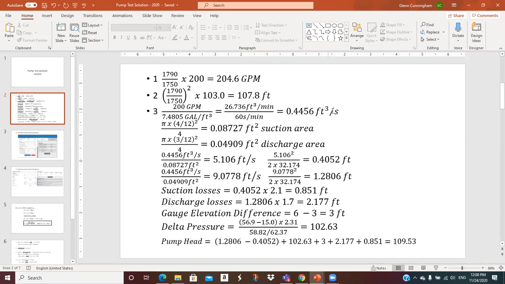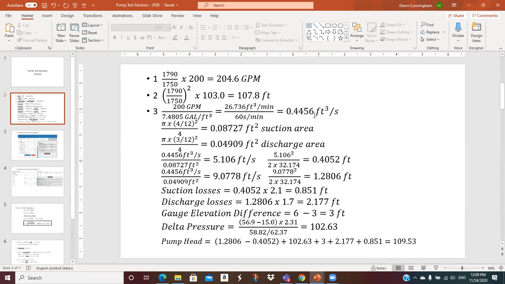And we really want to work in seconds. And so you divide by 60 and you get 0.4456 cubic feet per second. So that's just the flow rate recast to different units. Then we need the cross-sectional areas on the suction and discharge. So, you know, the 4-inch is pi d squared over 4, 0.08727 square feet. And the 3-inch is 0.04909 square feet on the discharge area.